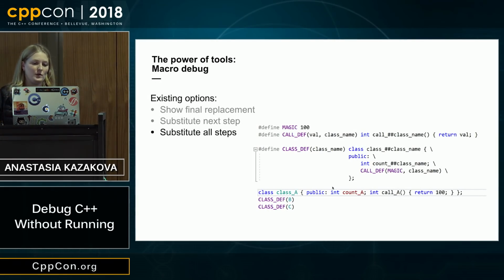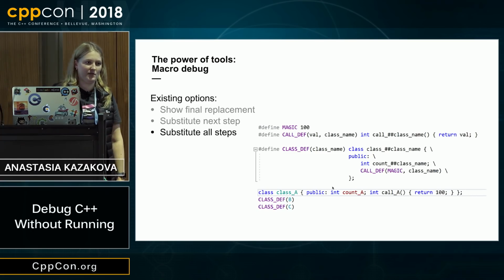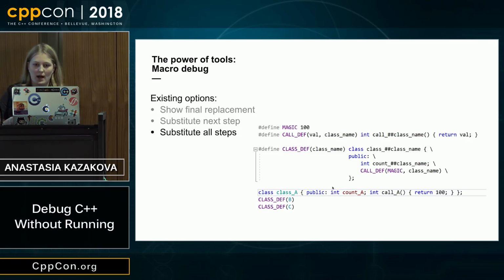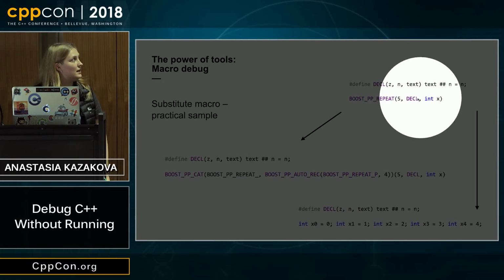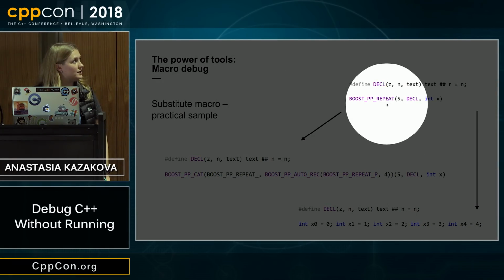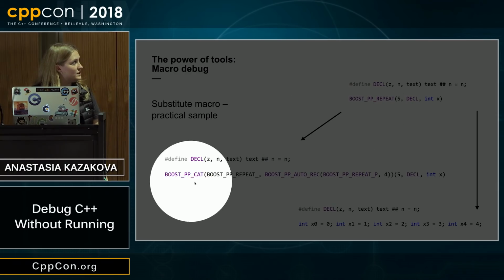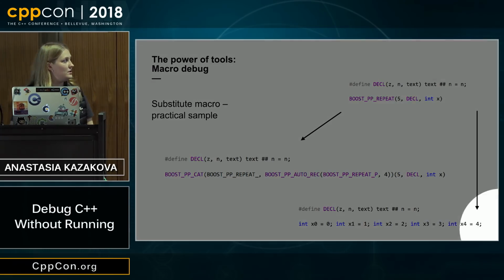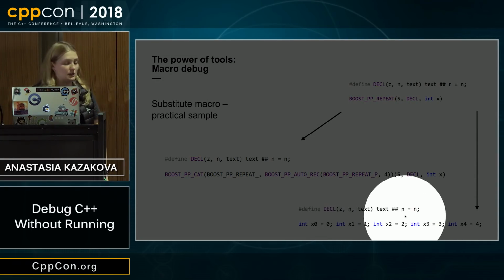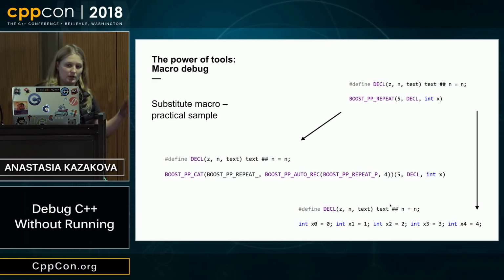There is one moment where you have to be careful about the context. I will come back to it in a couple of minutes. Before that, a practical example of this is when you're working with the Boost macros and you would like to understand what a macro is actually doing. You can do step-by-step substitution or just come to the final substitution. So there are two ways here: step by step, or substitute everything until the end.